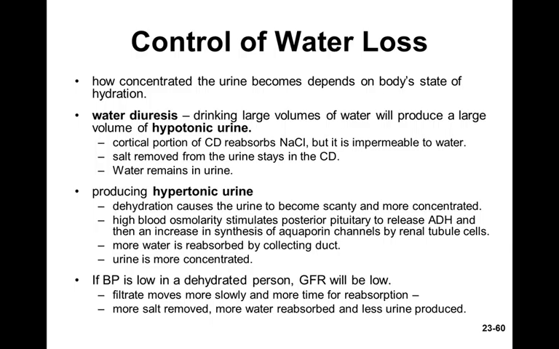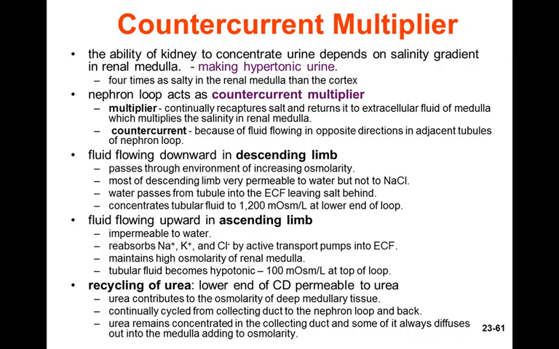Producing hypertonic urine is when dehydration is setting in. This causes you to urinate less, and your urine is a lot more concentrated. More water is reabsorbed by the collecting duct to conserve water because you're not taking in as much. If the blood pressure is low in a dehydrated person, the filtration rate will also be low. That filtrate moves more slowly, which allows more time for reabsorption, which again results in less urine produced.